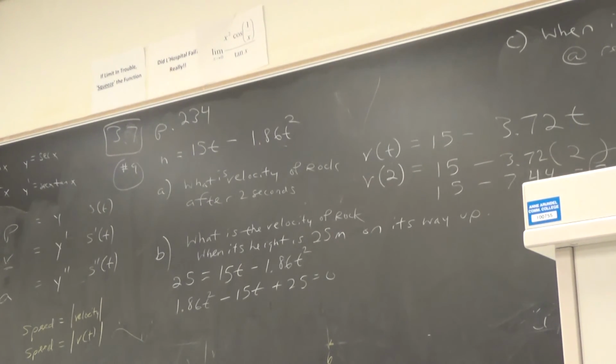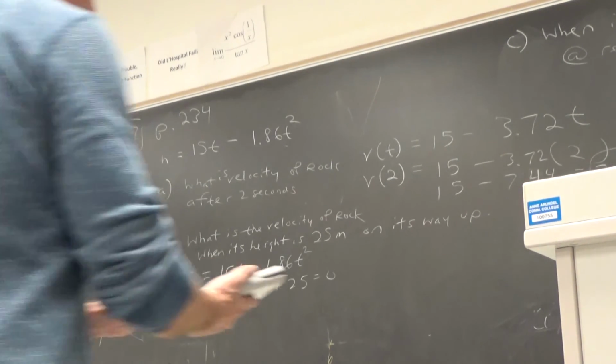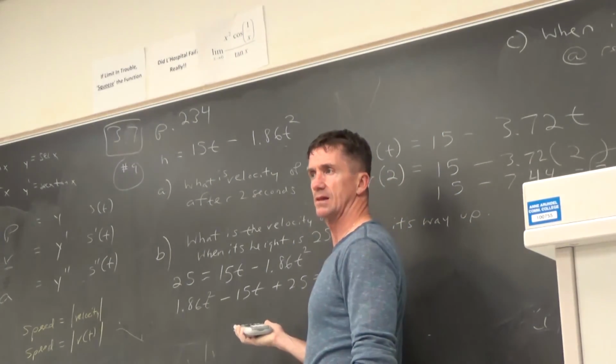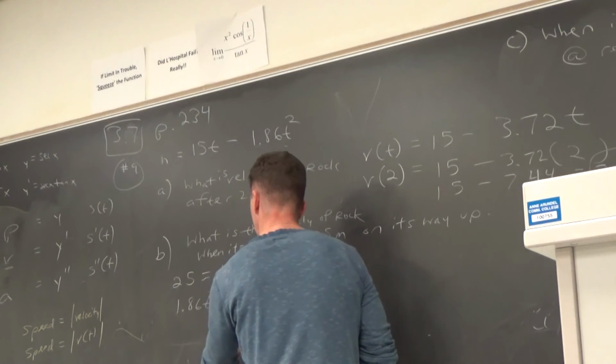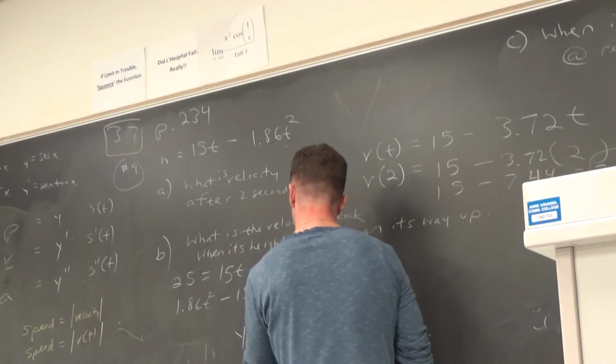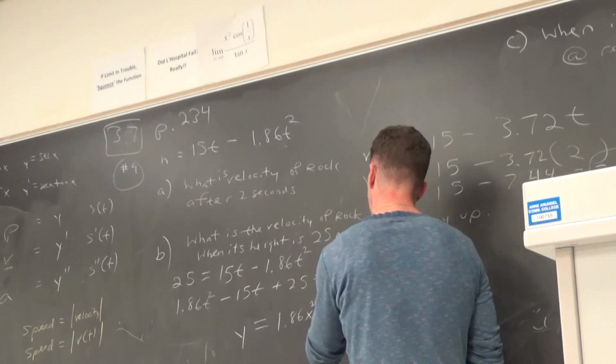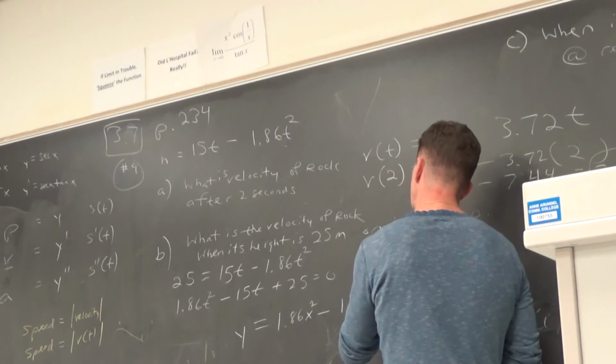What I'm going to do though, Amber, is go to my y equals and type this equation out. And what's the equation? 1.86x squared minus 15x plus 25. Is it okay I'm using x on my calculator? Yeah, so this is what I put in my grapher. I guess I'm lazy. I like to use technology to solve the quadratic.